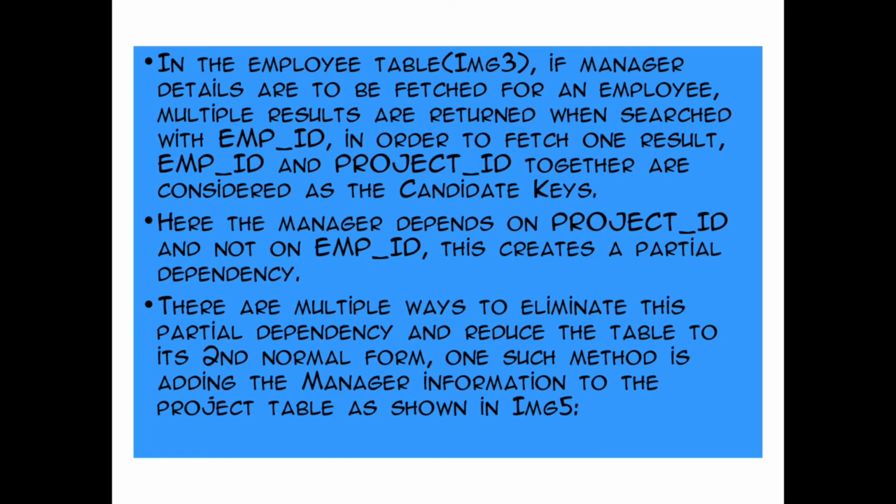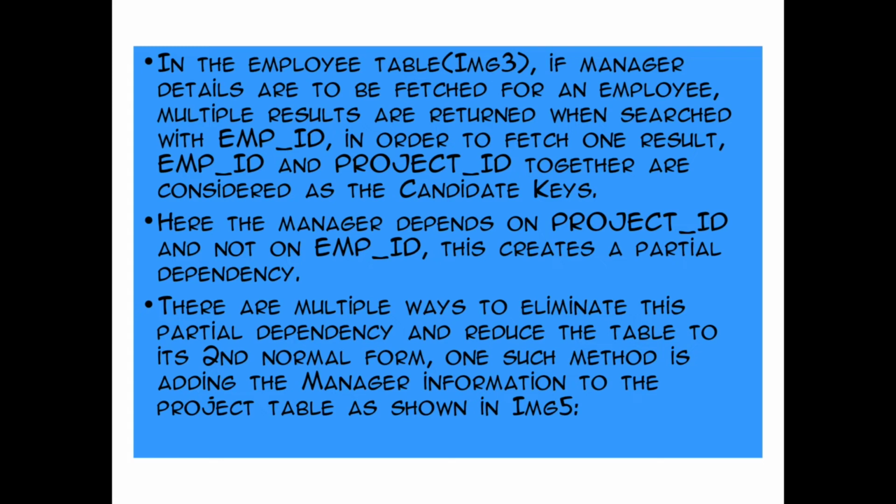In the employee table, if manager details are to be fetched for an employee, multiple results are returned when searched with the employee ID. In order to fetch one result, employee ID and project ID together are considered as the candidate key because they are primary keys in different tables. Here the manager depends on project ID and not on employee ID. This creates a partial dependency.